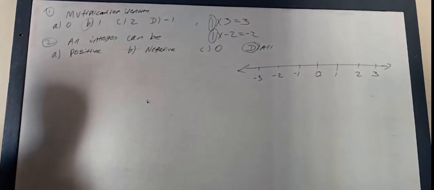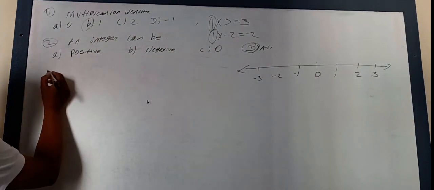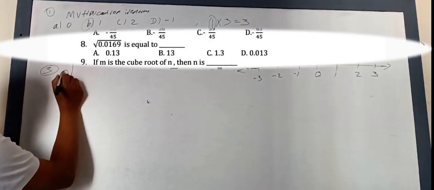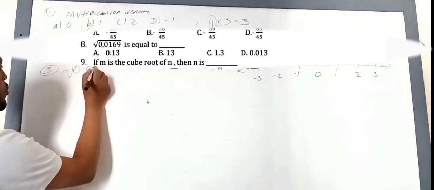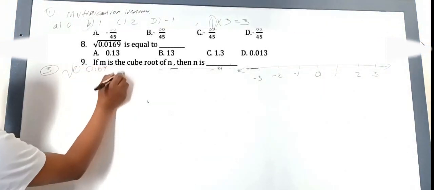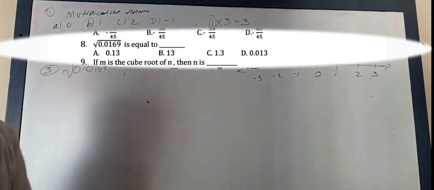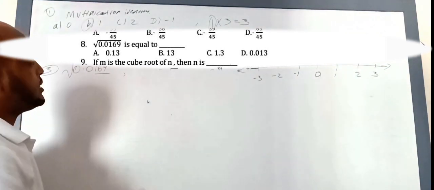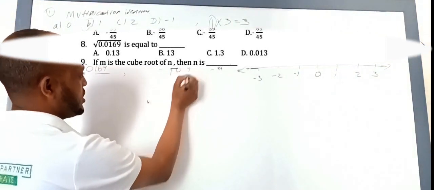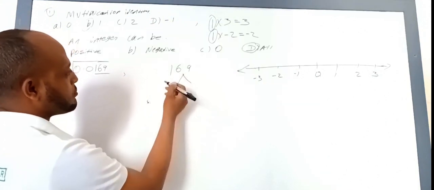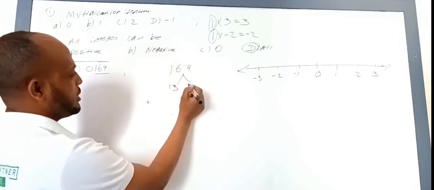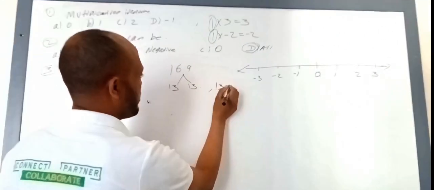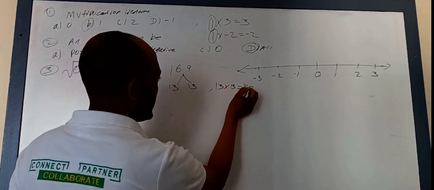The third question: the square root of 0.0169. To find the square root of this number, first of all, we shall understand what 169 is. So we will factorize it. 169, when I divide it by 13, it will give me 13, right? So 13 times 13 is equal to 169.